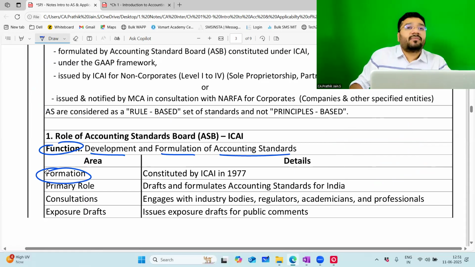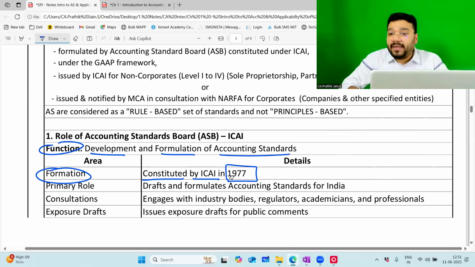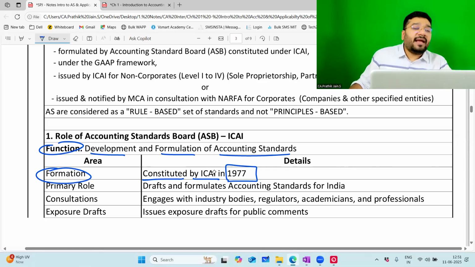Now, the function or the role of ASB is to develop and formulate accounting standards. Now, how did ASB come into picture? How did ASB get formed? ASB was constituted by ICAI in 1977 because during that period, there was tremendous pressure from the international level. At the global level, there was tremendous pressure on the government of India: you also should make some standards of accounting. Therefore, the government in turn gave the pressure to the Institute of Chartered Accountants of India, where they created one separate body called ASB.